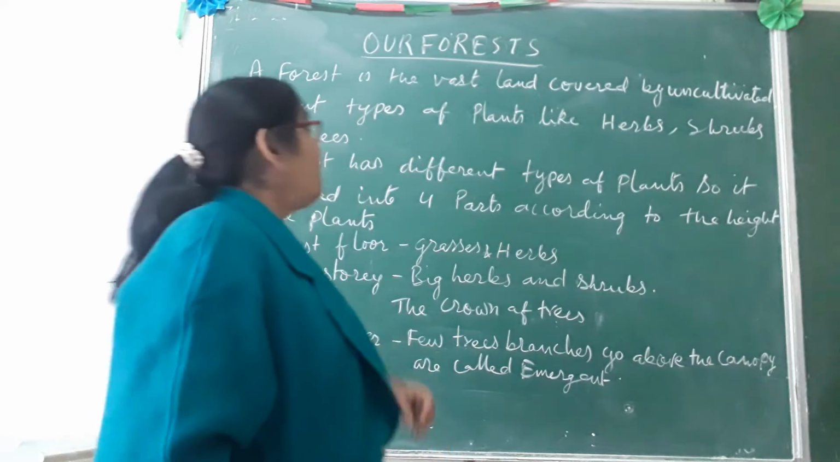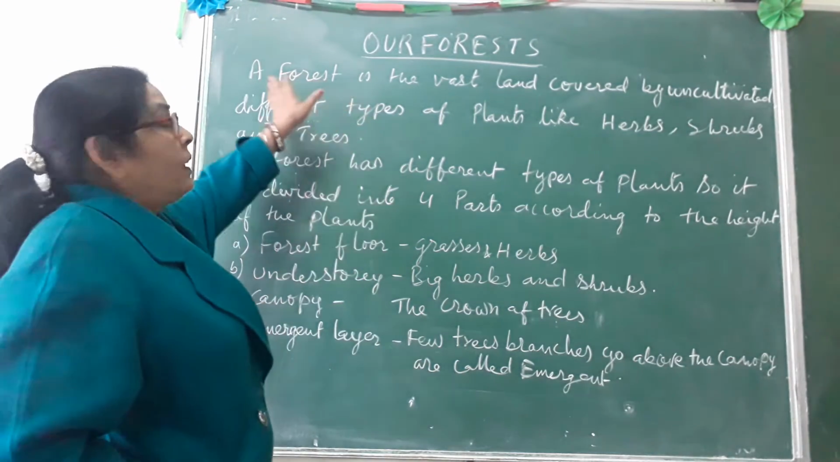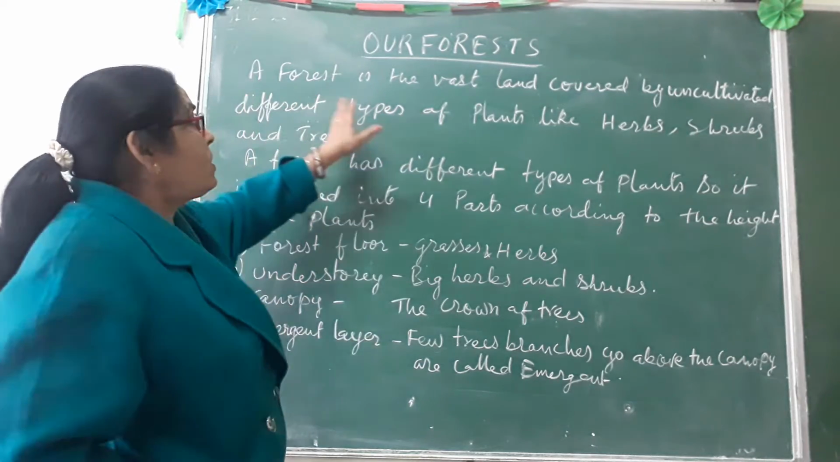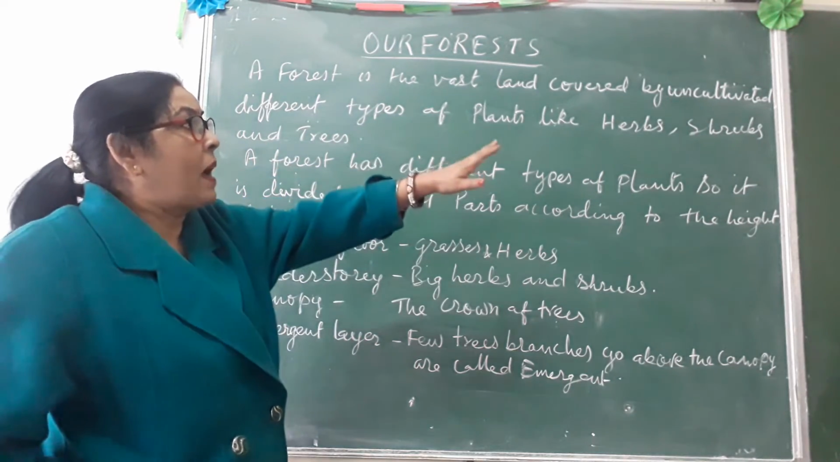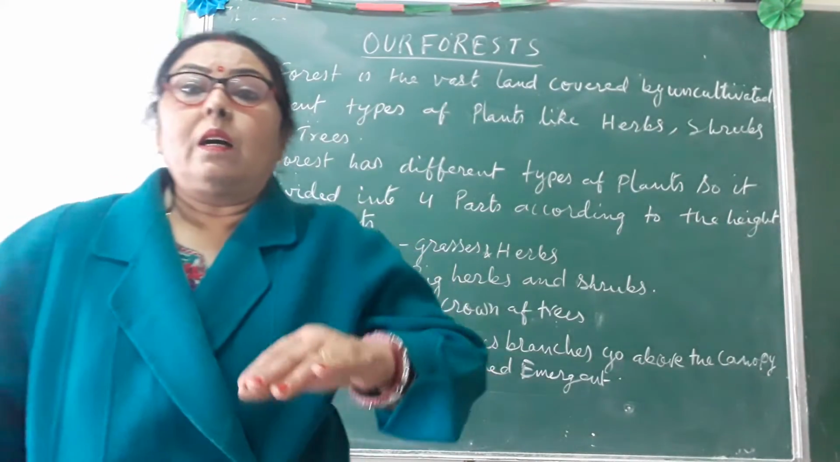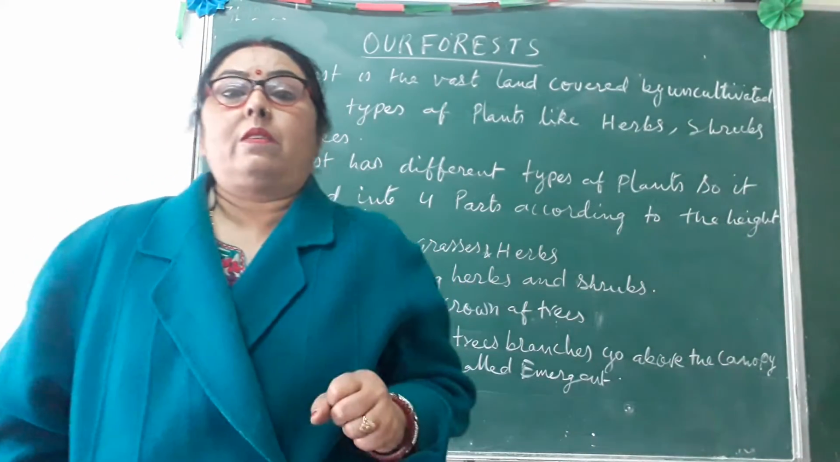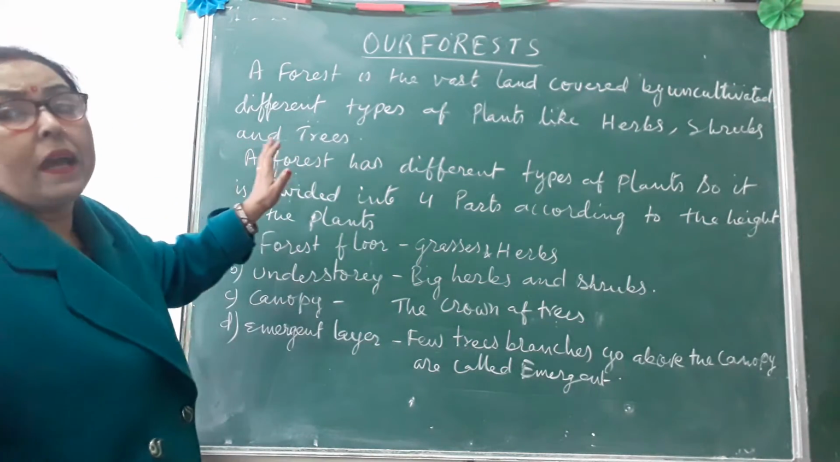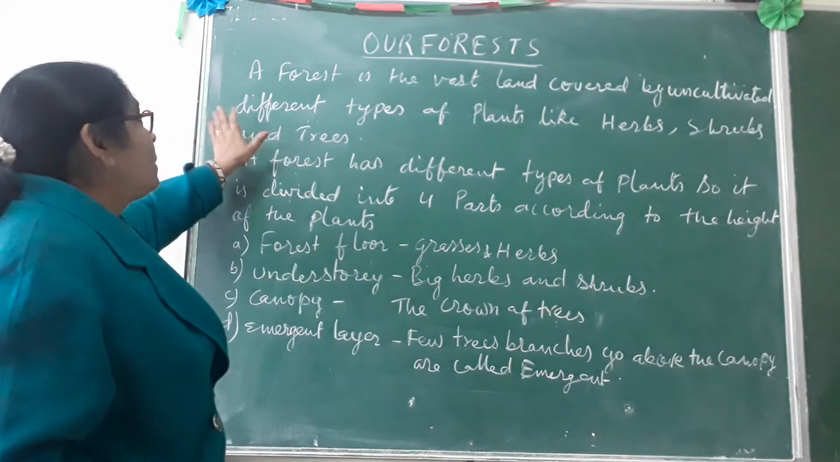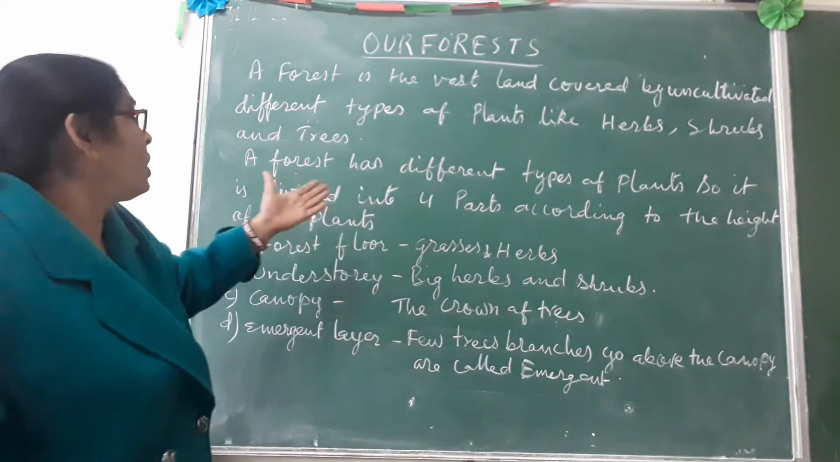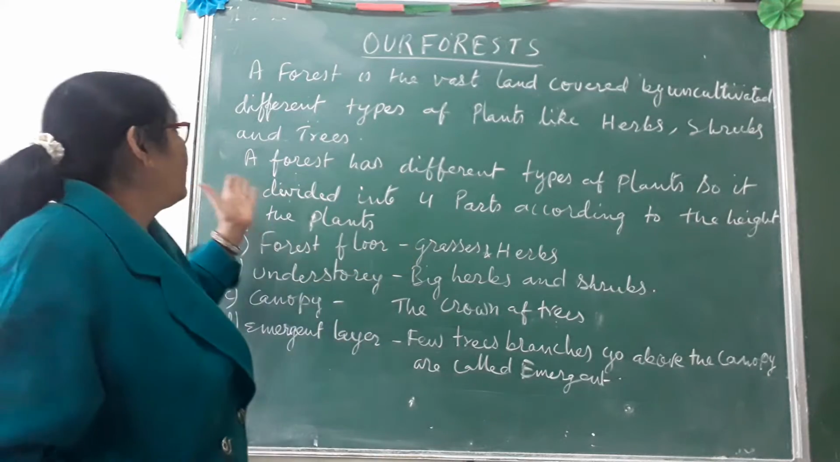So forest can be defined. Here I have written the forest definition. The forest is a vast land covered by uncultivated trees, means no one has planted these trees. These trees are uncultivated and they grow by natural methods. So different types of plants are there, like herbs, shrubs and trees.